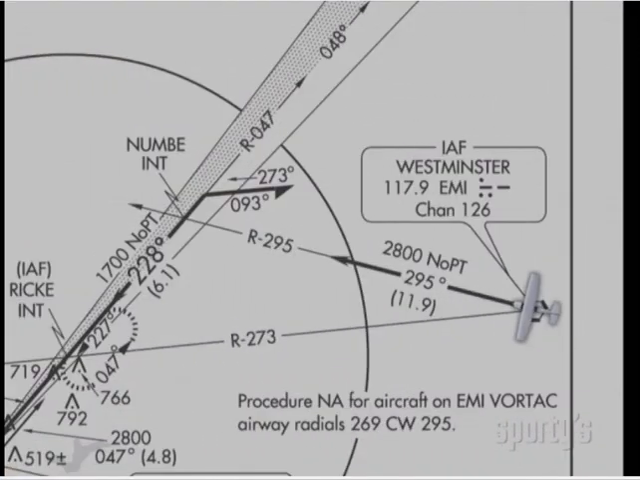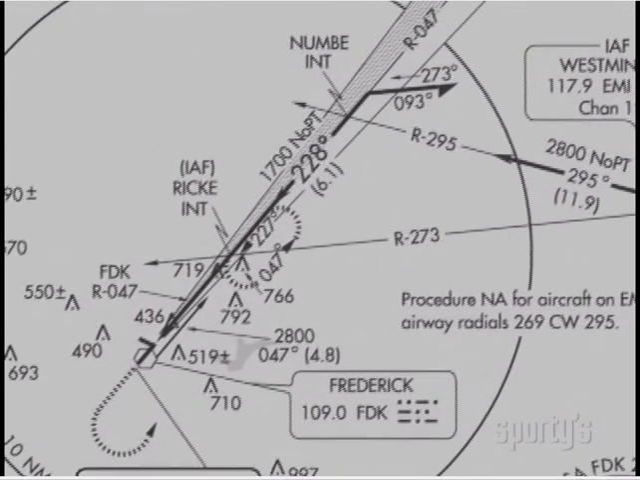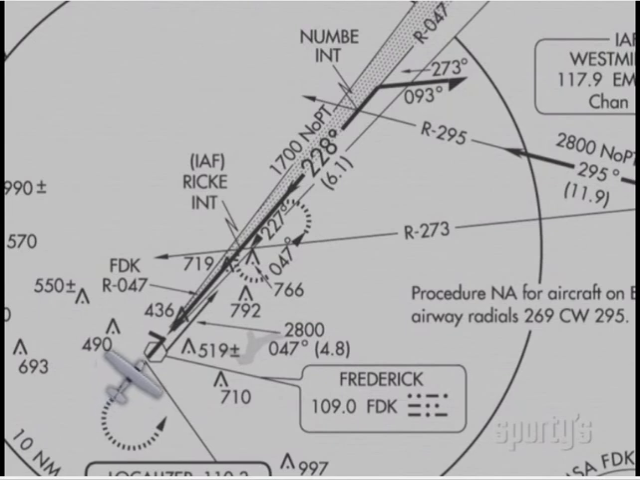For example, if you are arriving at Frederick, Maryland from any point to the east or north, you'd likely be cleared over the Westminster VOR to fly the published transition. If coming from the south or west, you'd likely be cleared to the Frederick VOR and then for an ILS approach. As you can see, there is a published transition from the VOR to Rickey. From Rickey, you'd go out and fly that published procedure turn.